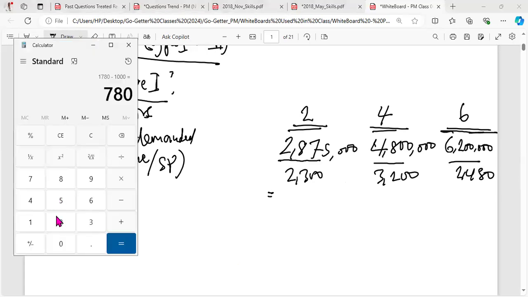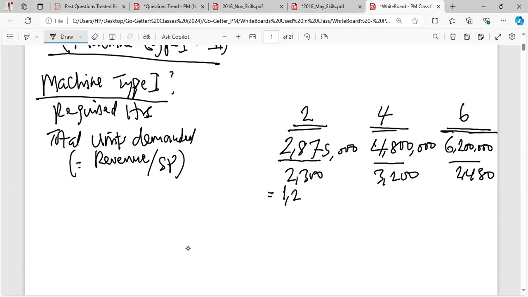So let's do it. 2,875,000 divided by 2,300. Now that gives me 1,250. So this is 1,250. This is in units. This is in hours. This is in units.